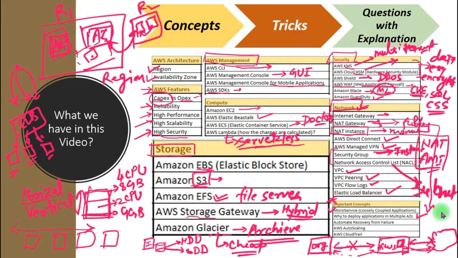The next concept is why to deploy applications in multiple availability zones. Whenever we want to make our environment redundant, and we are looking for a condition where we can tolerate failure in one availability zone, then we host our environment or servers in multiple AZs. Between the availability zones, we will have low latency.